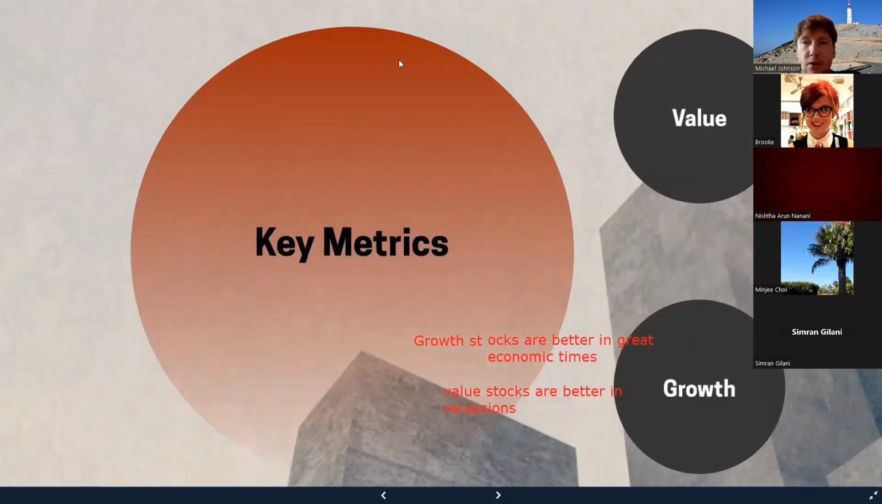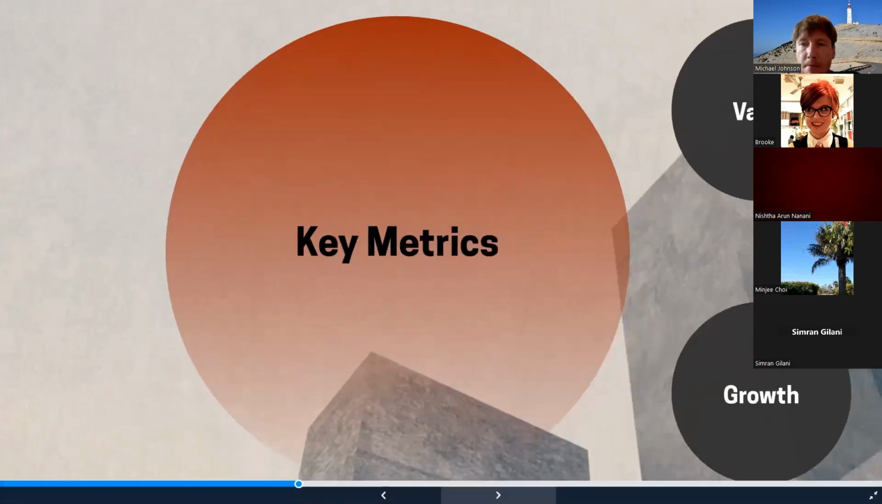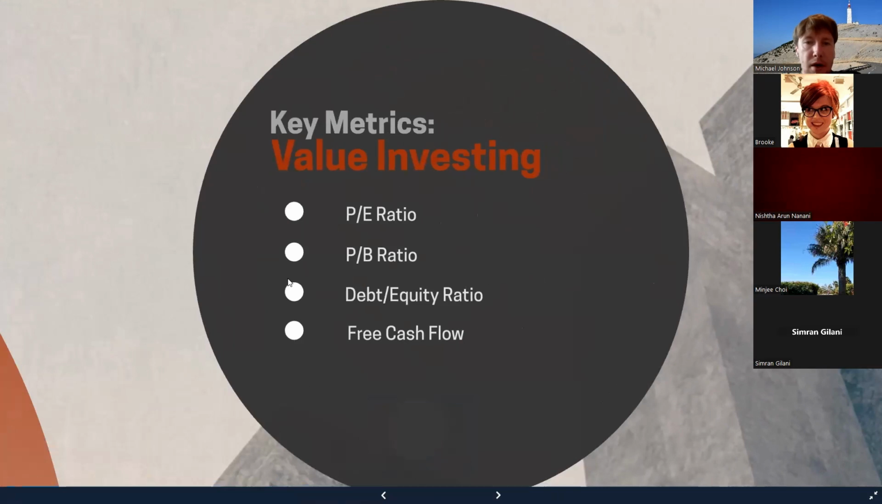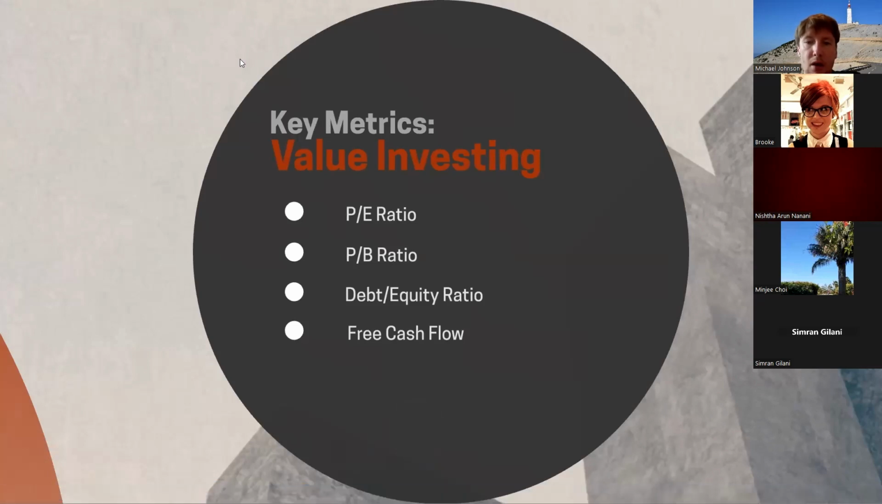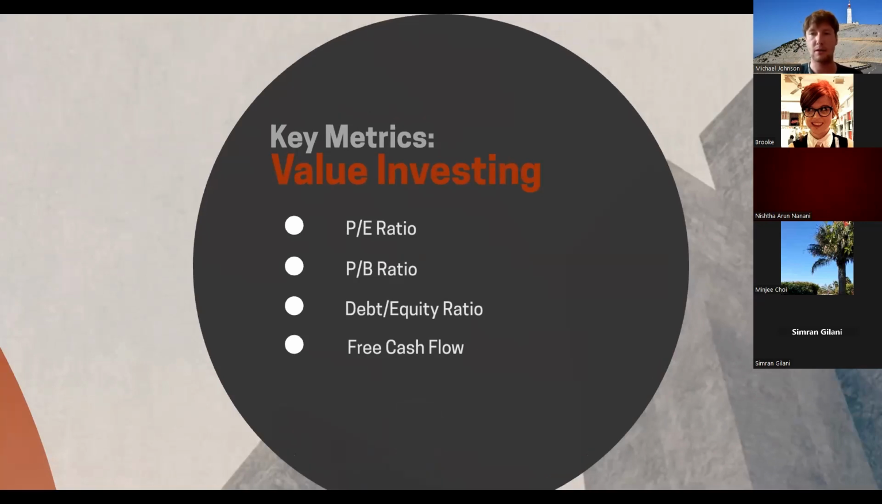And then some key metrics that you have to look at for investing in value stocks and growth stocks. I'll go through those here. Value key metrics are price to earnings ratio, price to book ratio, debt/equity ratio, and free cash flow. These are the key metrics for value investing. So you want a P/E ratio that is like 10 times for mature companies. And the lower the P/E ratio, the better.